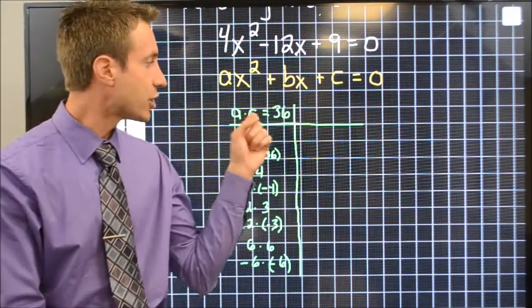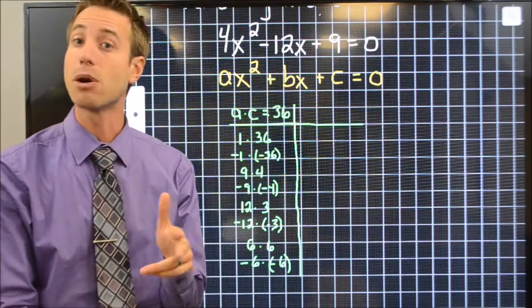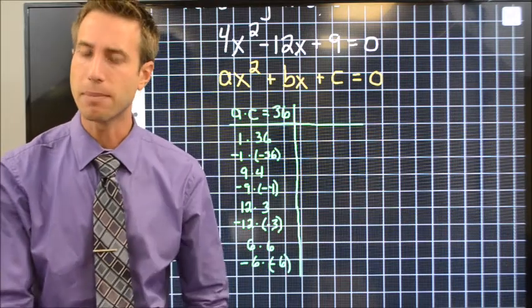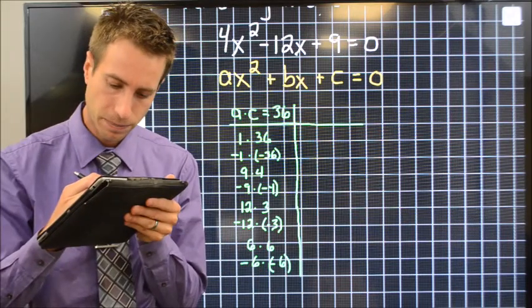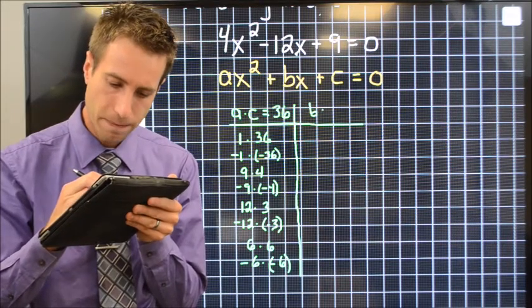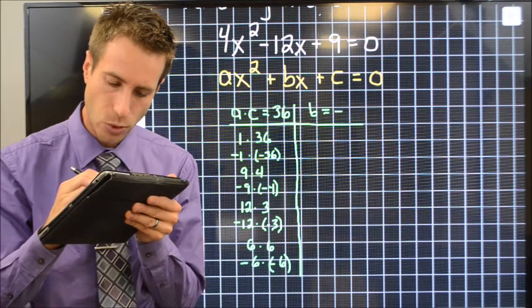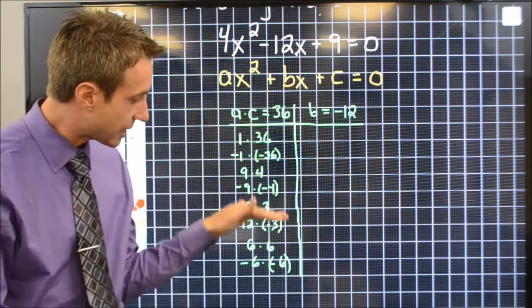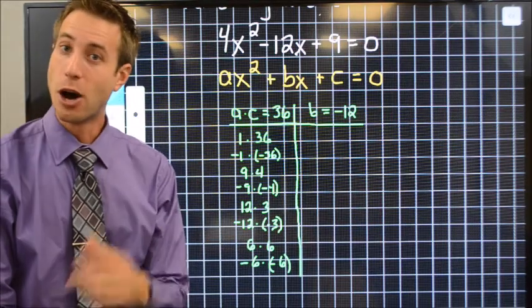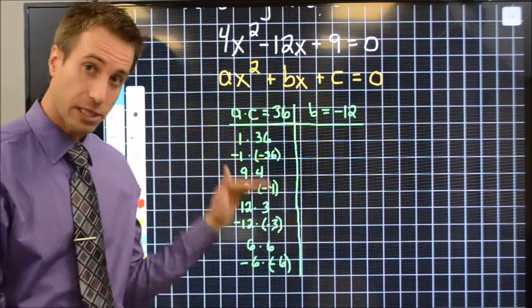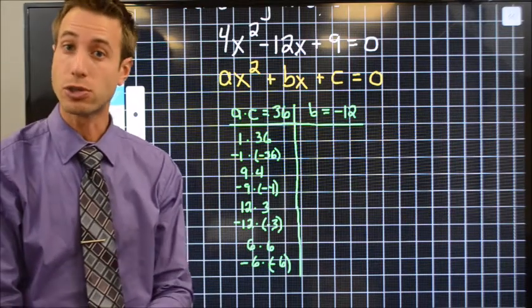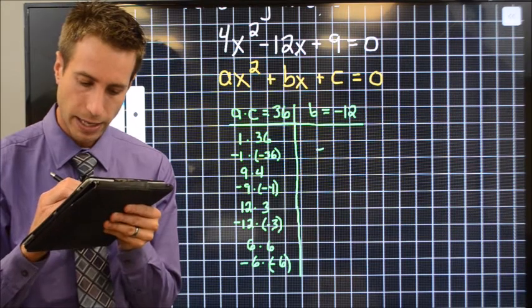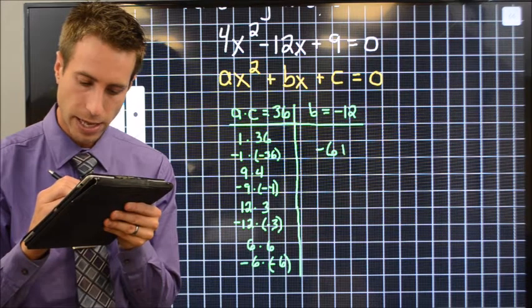Well, in addition to my two numbers needing to multiply to a times c, I need those two numbers to sum to b. Well, for me, b is a minus 12. And as I go ahead and take a look at this list, it turns out only one of these potentials also sums to a minus 12. And it's this one, negative 6 plus a negative 6.